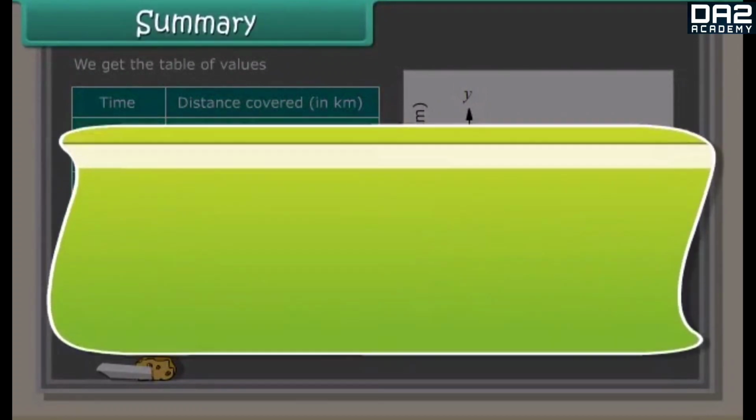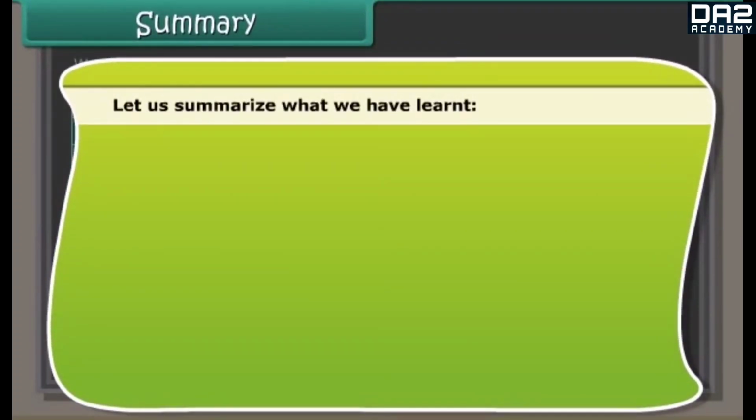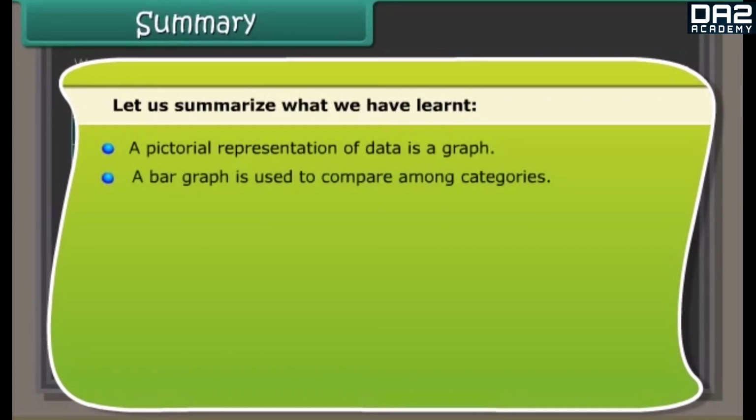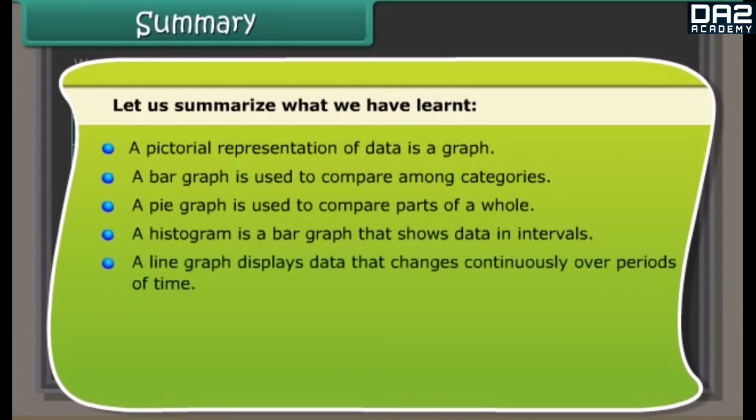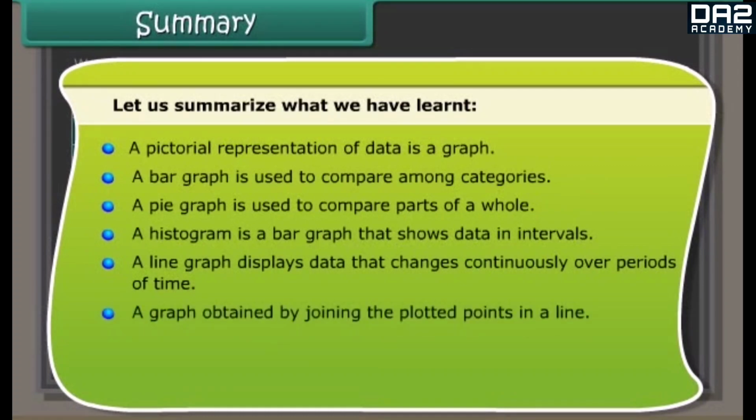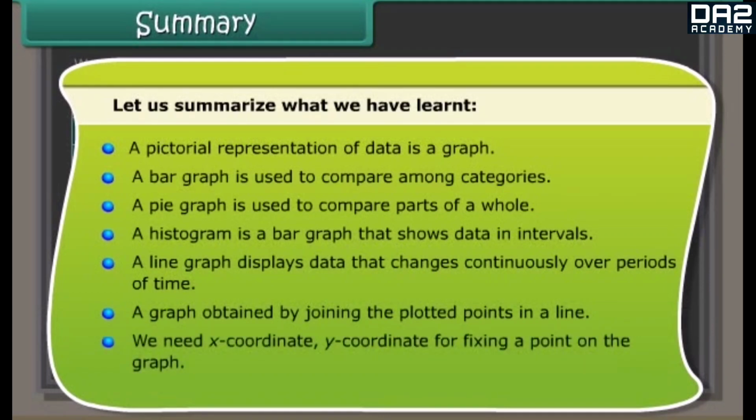Summary. Let us summarize what we have learned. A pictorial representation of data is a graph. A bar graph is used to compare among categories. A pie graph is used to compare parts of a whole. A histogram is a bar graph that shows data in intervals. A line graph displays data that changes continuously over periods of time. A graph obtained by joining the plotted points in a line. We need the x-coordinate and y-coordinate for fixing a point on the graph. We can show direct variation through a line graph.